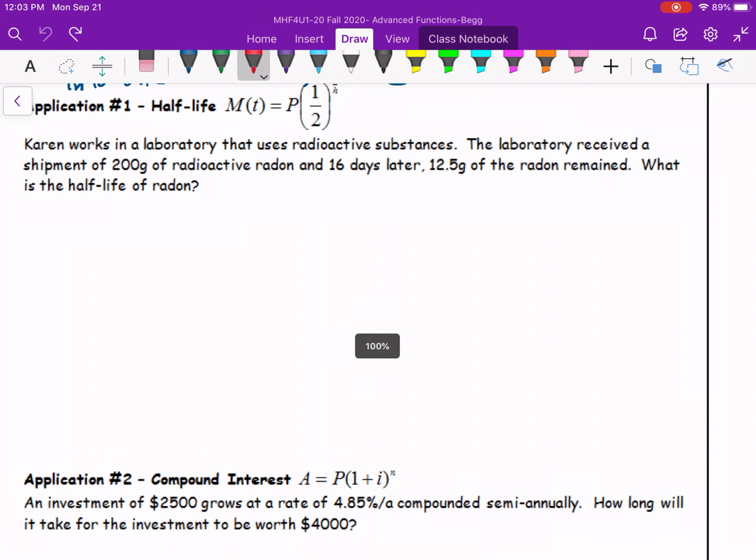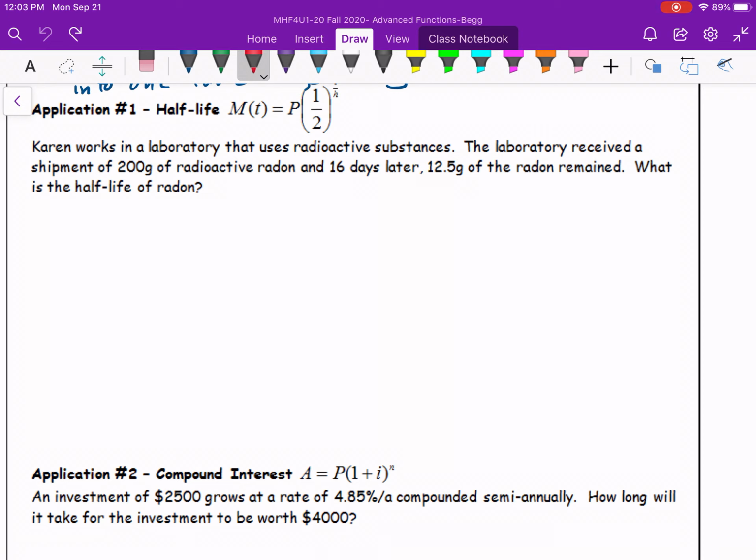So the first example has Karen working in a laboratory that uses radioactive substances, and that's a common half-life type setup, radioactive decay. The laboratory received a shipment of 200 grams of radioactive radon, and 16 days later, 12.5 grams of the radon remained. What's the half-life of radon? So we just have to plug different things into their appropriate spots.